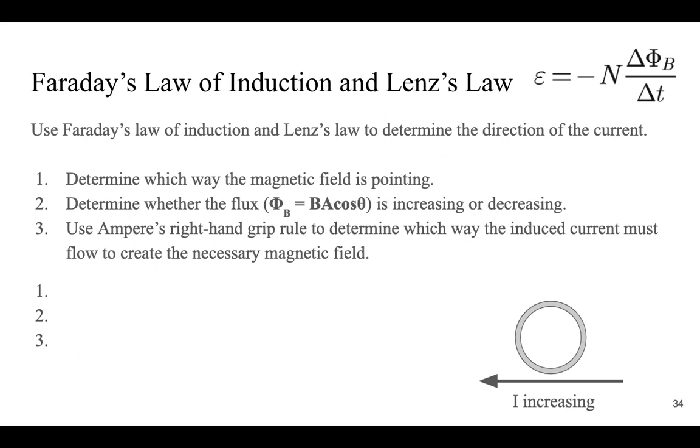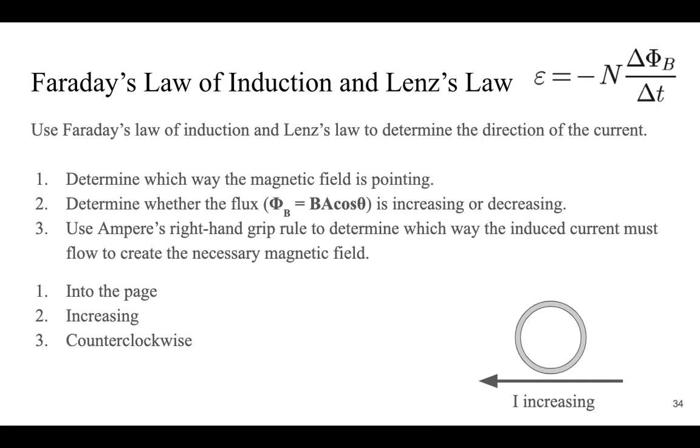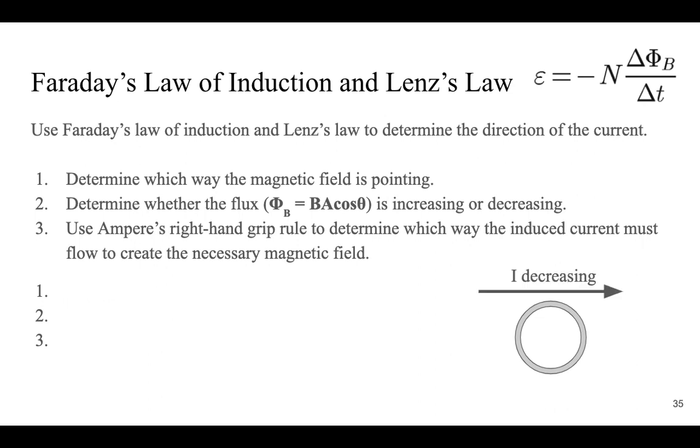Okay, so this increasing current down here is giving us more flux going into the page, which means we need the current that is induced to create a magnetic field that comes out of the page. So what is going to do that? It's actually going to be a counterclockwise current. So hold your right hand out in front of you and do the grip rule and figure out which way the current needs to go around this loop in order to get magnetic field out of the page in the middle of the loop. And you'll find that it needs to be counterclockwise.